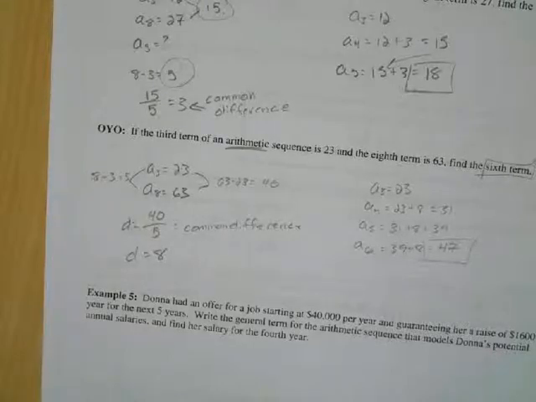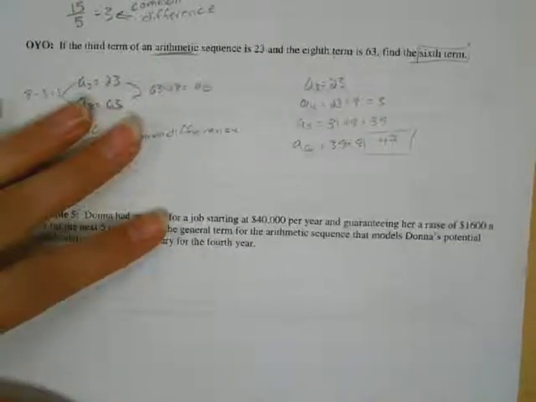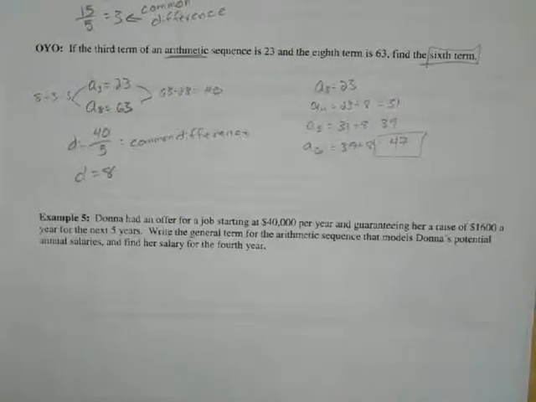All right. Again, they're going to throw some word problems at you because we love word problems. Word problems are great. They're more realistic. So Donna had an offer for a job starting at $40,000 per year and guaranteeing her a raise of $1,600 a year for the next 5 years. Write the general term for the arithmetic sequence that models Donna's potential annual salaries and find her salary for the 4th year.